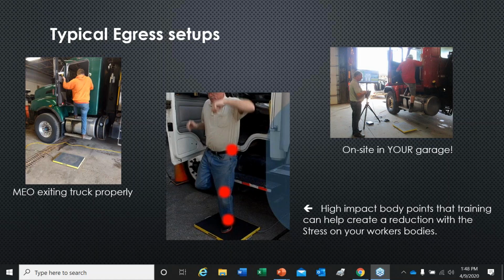In the middle one, the high impact body points are the key ones with the red dots on them. Those are the locations. Every time one of your drivers jumps out of a truck, face first, they are putting those key locations into high impact and are setting themselves up for a body failure that could be an injury. And on the right, I've got another garage location at another member facility I went to, where we operated the same way.